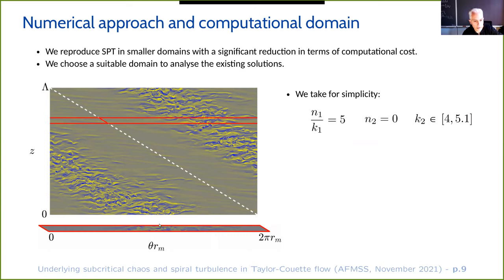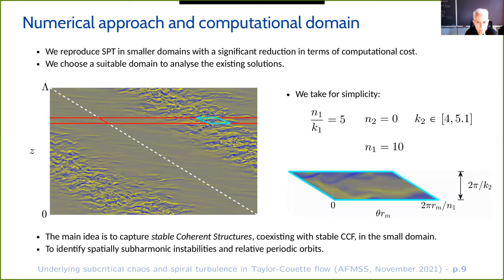So we take advantage of the homogeneous direction, of this oblique homogeneous direction. So this is periodic in this coordinate. But what we are going to do is even to reduce more the domain, and we just pick a small azimuthal part of this long thin domain in which we are going to try to identify coherent states.